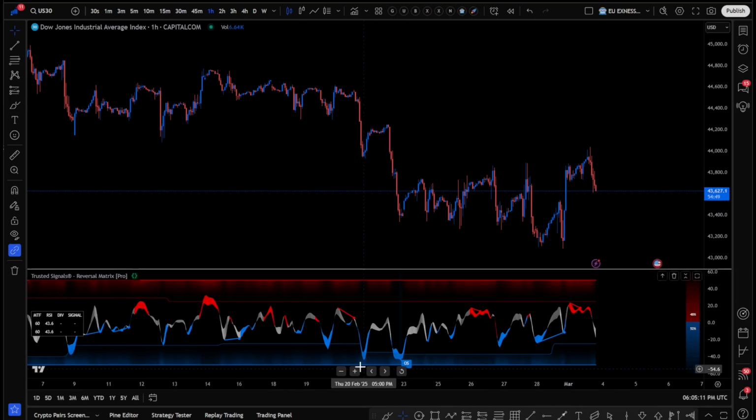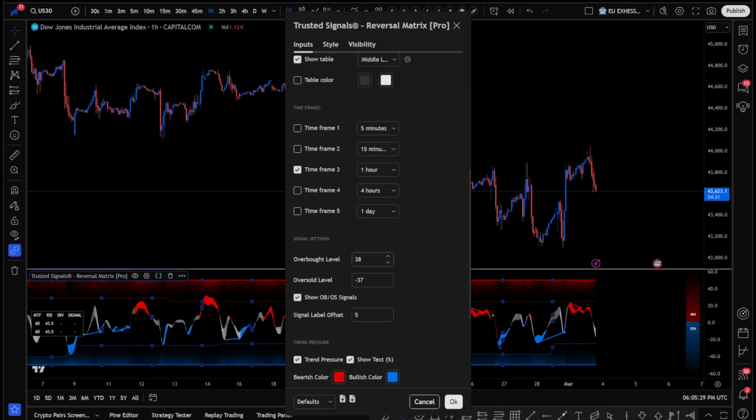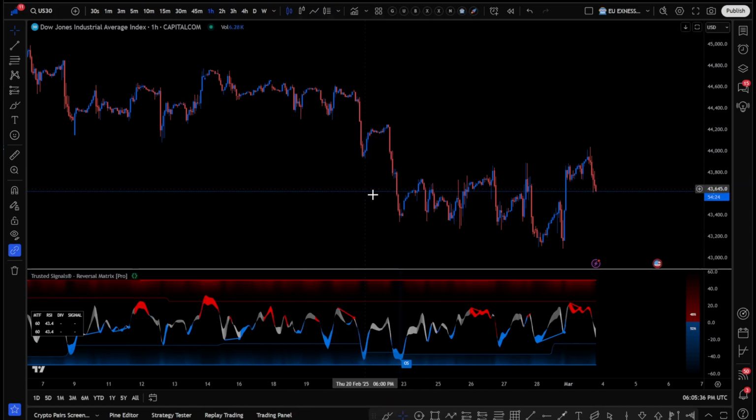Now, keep in mind that this is one of the only tools that gives you the oversold and overbought at the correct time. The settings we're going to have on our chart are these: time frame 1 hour. And as you can see here, overbought level 38, oversold level minus 37. Those are the only two things you're going to want to change.